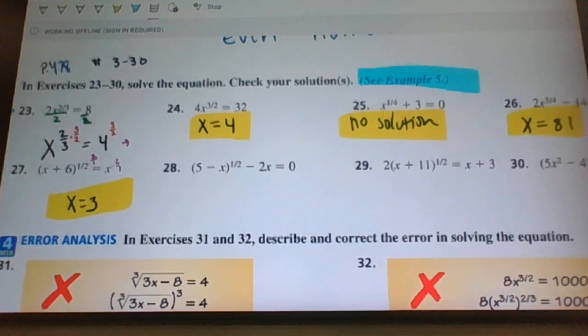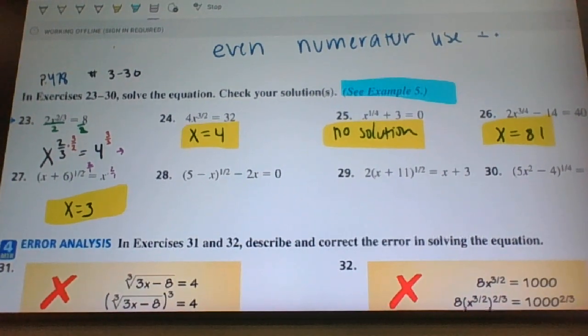Alright, here are your answers for the rest of them. 4, no solution, 81 and 3. Did you guys get no solution for number 25? Yes. Okay.